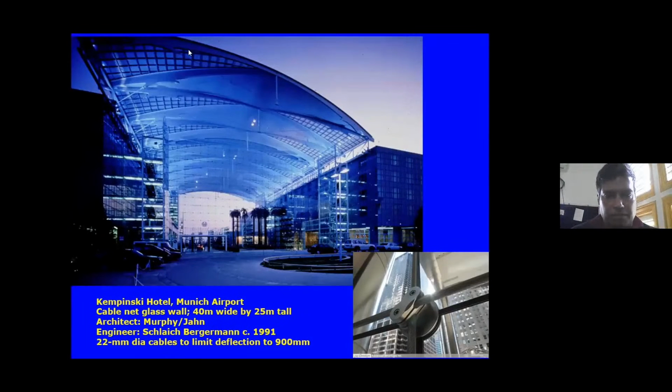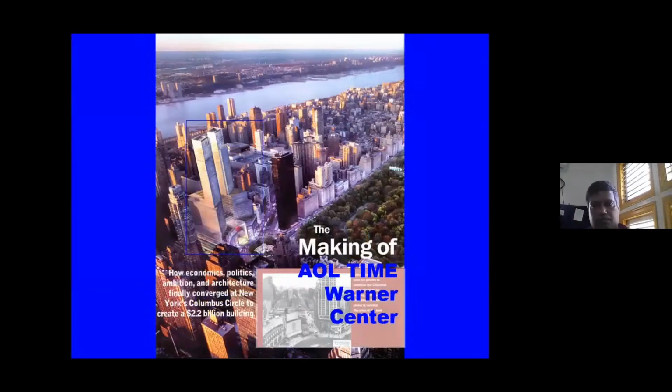This is the Kempinski building, which is about 40 meters wide and 25 meters tall. In fact, in a major wind situation, this whole wall would deflect by about 900 millimeters inside. This is the typical detail of this cable net. If you really look at it, they are hardly 19 mm cables, 19 mm and 22 mm cables. In this case it's 22 mm cables, and you could get close to about 97 to 99% transparency. The glass surface would be that, and the shaded surface would be only 2 to 3%, the opaque surface.